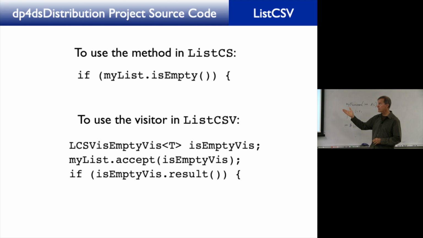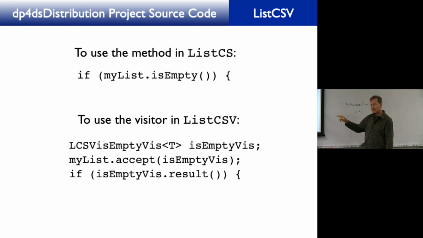Because is empty was one of the supplied methods for the list that returned a true or false, and that's how you would check to see if a list is empty. Okay, but now here's how the user would have to do it. The user would say LCSV is empty viz, so that's the type, is empty viz, lowercase i. All right, so this is setting up our local. This is instantiating our local visitor.